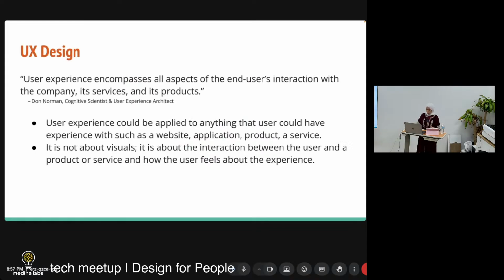User experience could be applied to anything. It's not about the physical product, it also applies to websites, applications, even services. And as I said, it's not about visuals. It's about the interaction between the user and the product or the service and how they feel about their experience.